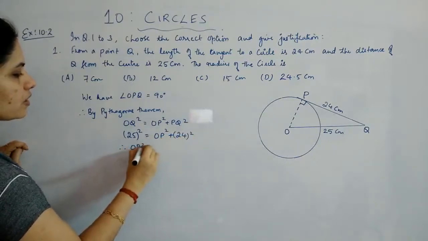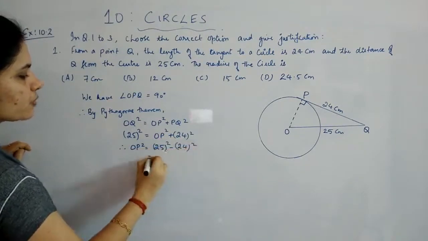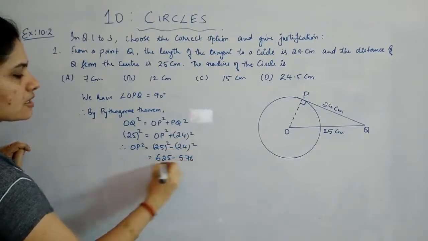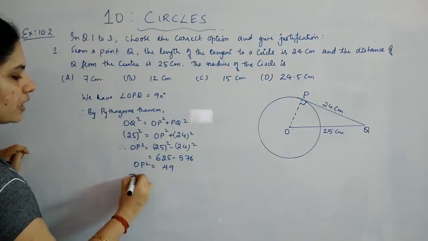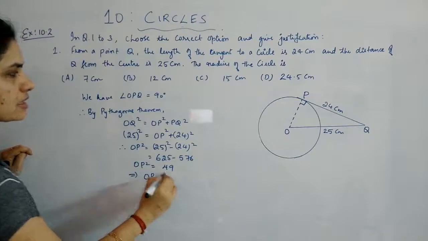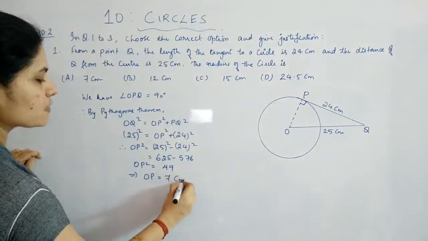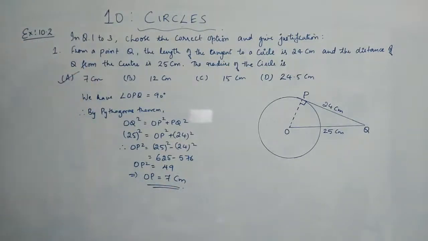Therefore, OP square will give you 25 square minus 24 square. 25 square is 625 minus 24 square is 576. So the subtraction is giving you 49. That is OP square is 49. Therefore, you can say OP is, since it is a distance, you will take only the positive value, that is root of 49, which is 7. So OP is 7 centimeters, or you can say the radius is 7 centimeters. That is option A is the correct answer. Okay.